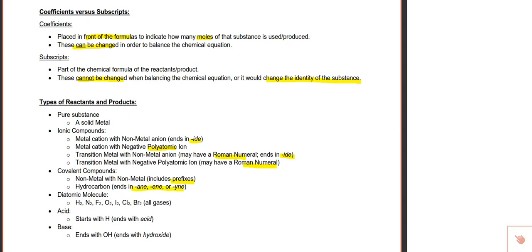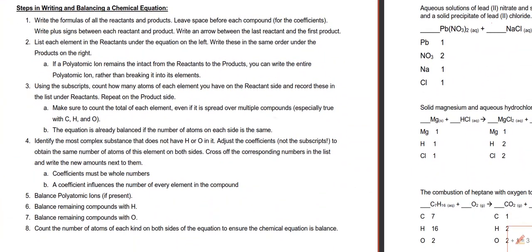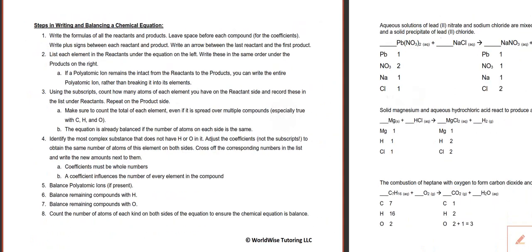I could also be talking about a diatomic molecule. There's 7 of them that should be memorized, or an acid or a base. The ways that we write and name chemical compounds is beyond the scope of this video, but I will include a link that will go through some specific strategies for how to write and name chemical compounds. Today, however, we're focusing on how to balance a chemical equation.